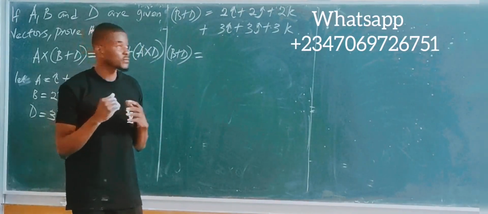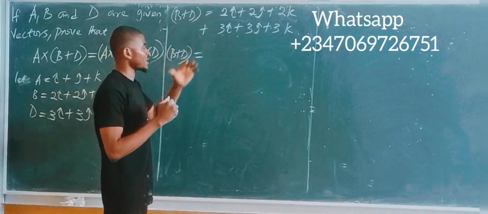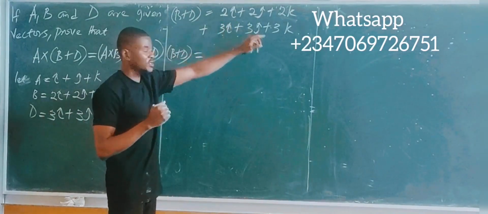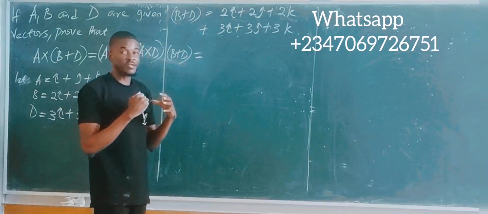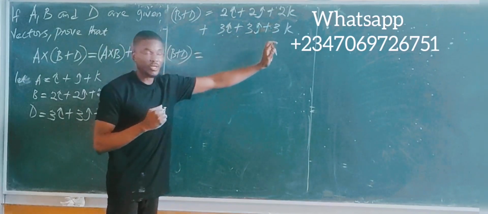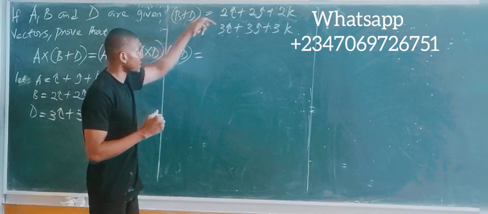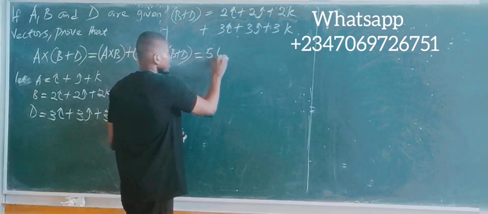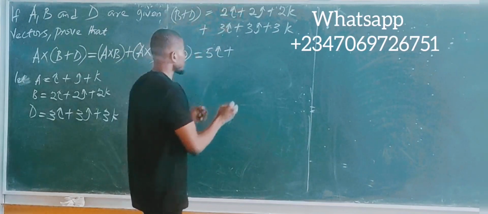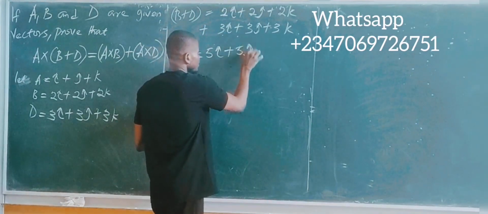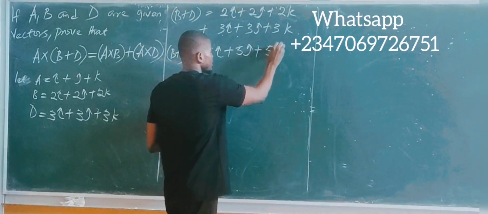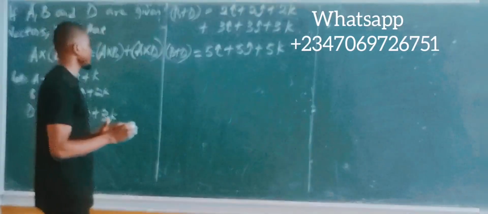Therefore B plus D is now equal to, of course, vectors can only add when they are moving in the same direction. So I have 2I plus 3I, they can only add. But I can't add 2I to J, I can't add I to J, I can't add I to K. They can only add when they move in the same direction. So I can only add I to I, J to J, and K to K. So 2I plus 3I simply gives us 5I, plus 2J plus 3J simply gives us 5J, plus 2K plus 3K simply gives us 5K. So we have this to be B plus D.